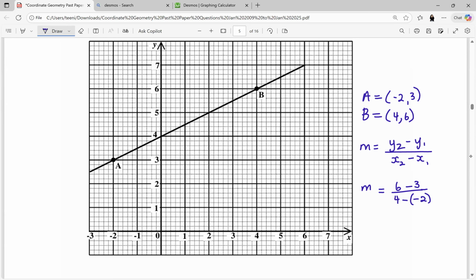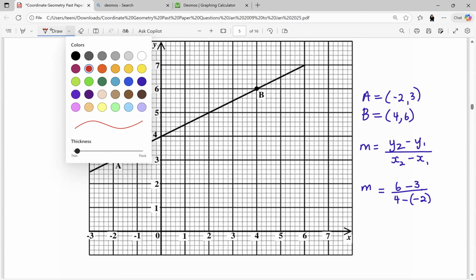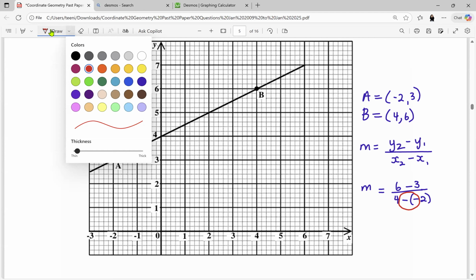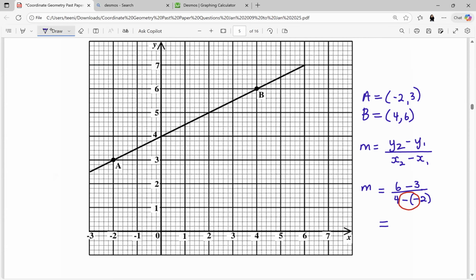So it was 6 minus 3, the difference of the y coordinates, divided by the difference of the x coordinates. You were correct in saying divided by it. That's what over means. For takeaway negative 2, this part is a little tricky. Sometimes students make a mistake with this part, so I want you all to be careful. If you're subtracting a negative number, that's the same as adding. So m would be equal to 6 minus 3, which is 3, and then 4 plus 2, which will be 6. So the final answer, the gradient, is 1/2.